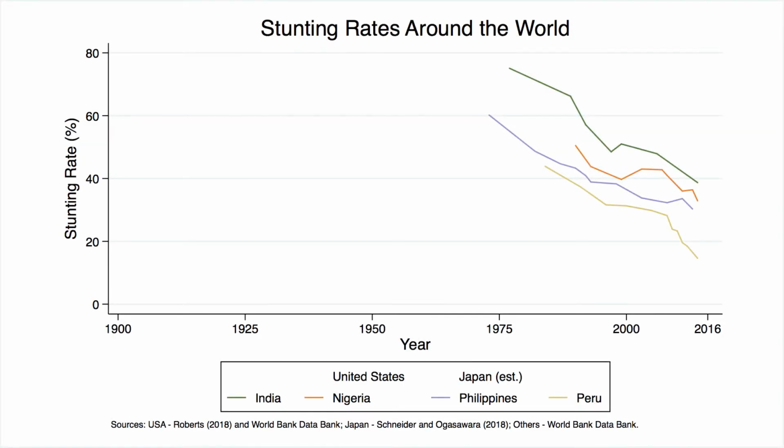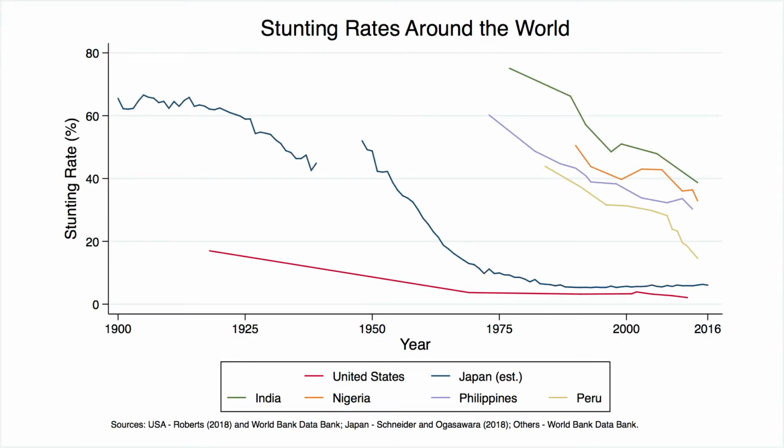If we look first at the United States, we can see that there were stunted children in the United States in the early 20th century. About 17% of children were stunted in 1918. But that was a much lower level than we see in many developing countries today, and partly that's because the US was already very developed by 1918, and adults were quite tall as well. But Japan is another story.